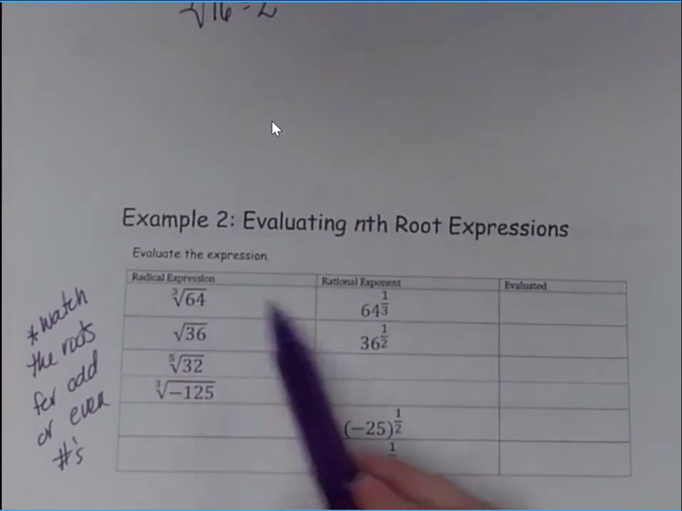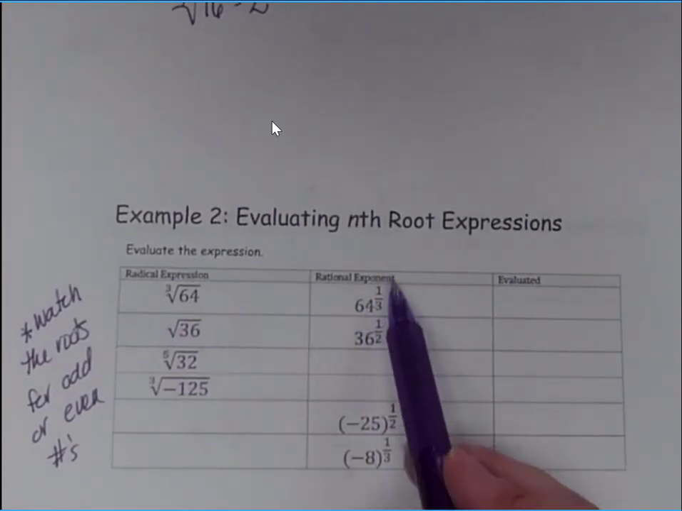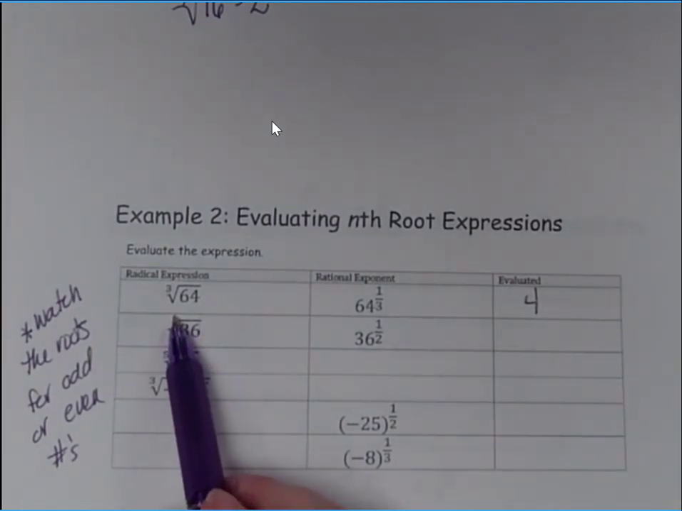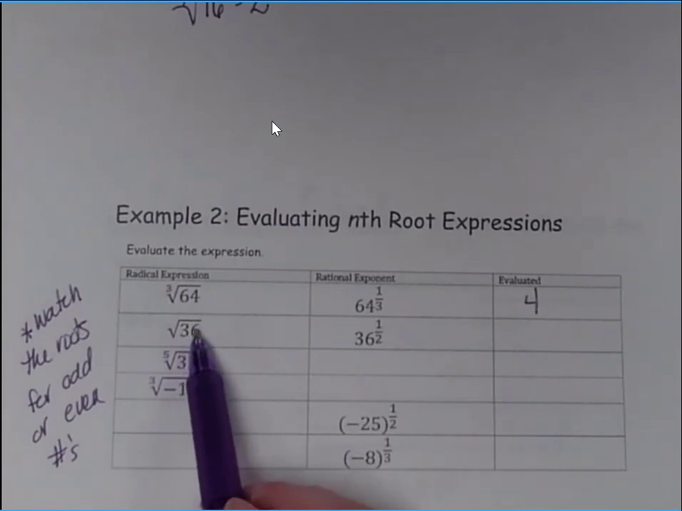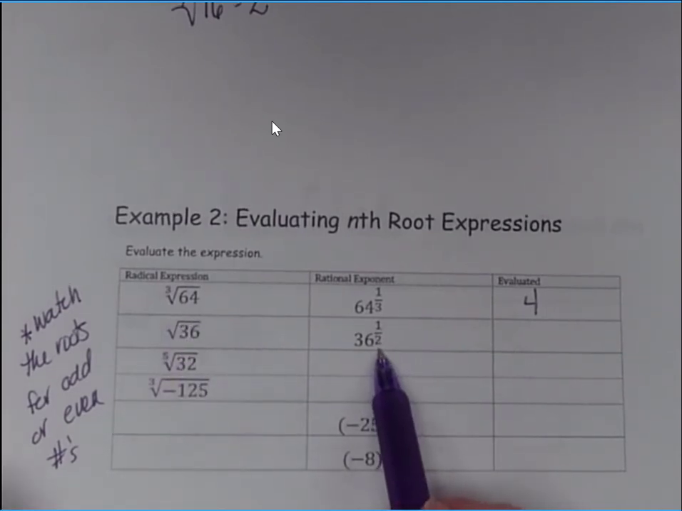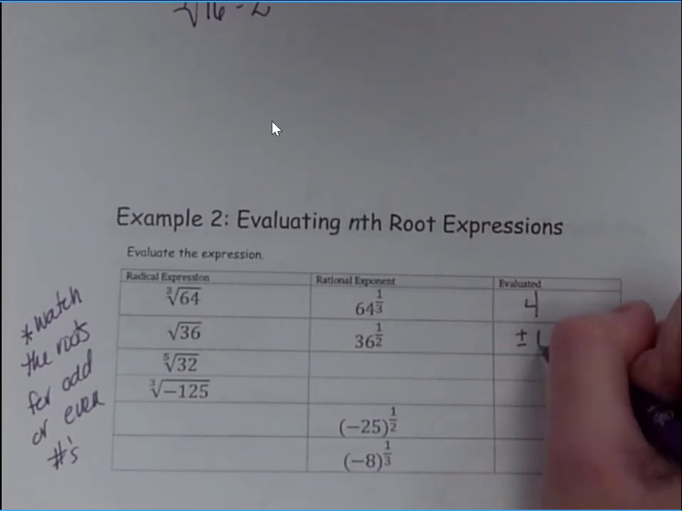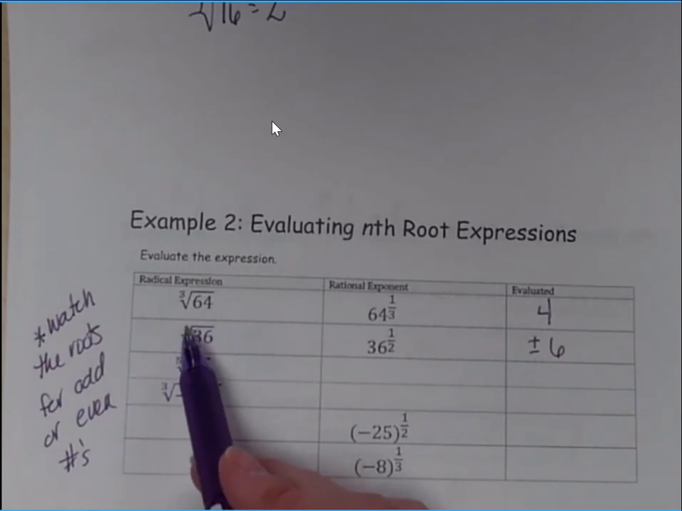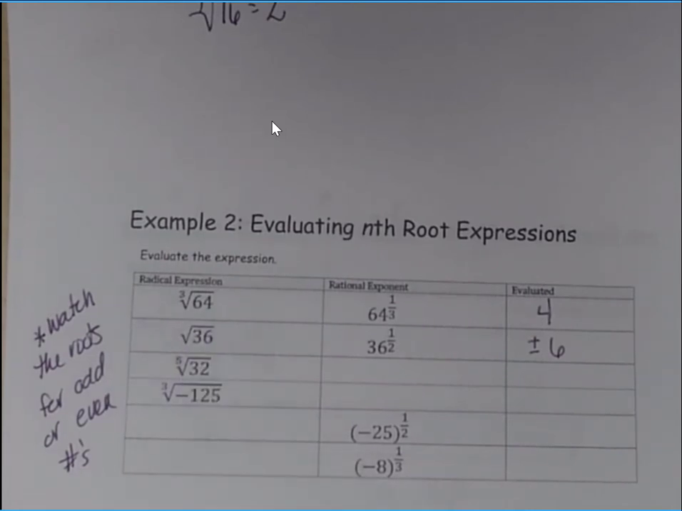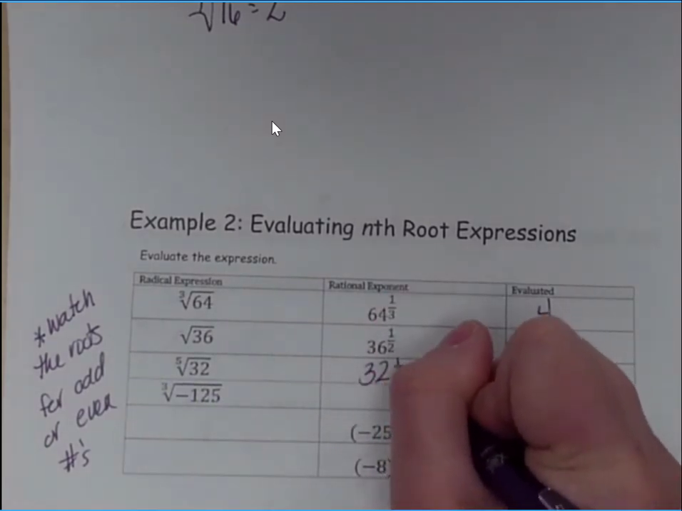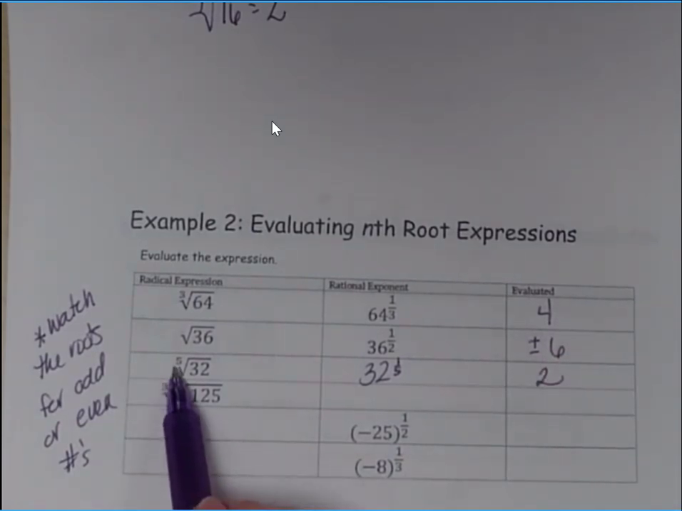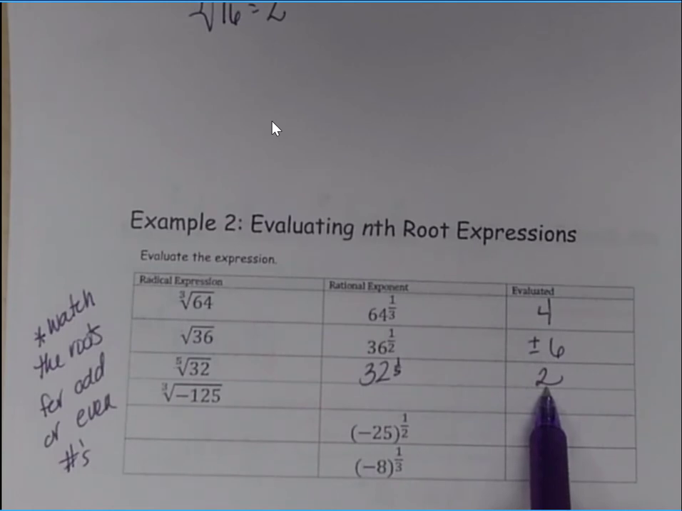So I have the cube root of 64, which can be rewritten as 64 to the 1/3 power, which is 4. Now, the square root of 36 can be written as 36 to the 1/2, which would be plus or minus 6, because I have an even root. Remember, if there's no number in the index, that is a 2. Talking about the square root here. So the 5th root of 32 can be written as 32 to the 1/5, which is going to give me 2. Odd index, just a positive answer here.